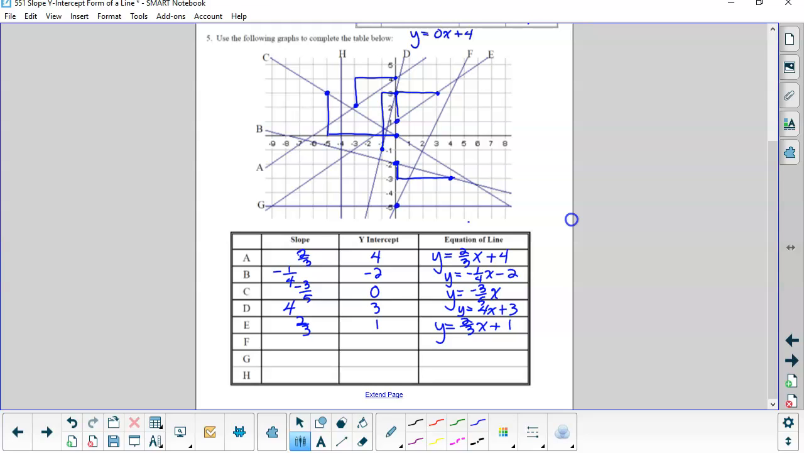F, the y-intercept there is a nice point. Where else? Looks like there. So up 4 to the right 2. So 4 over 2 reduces to 2. Okay, and the y-intercept was -5. So y equals 2x minus 5.